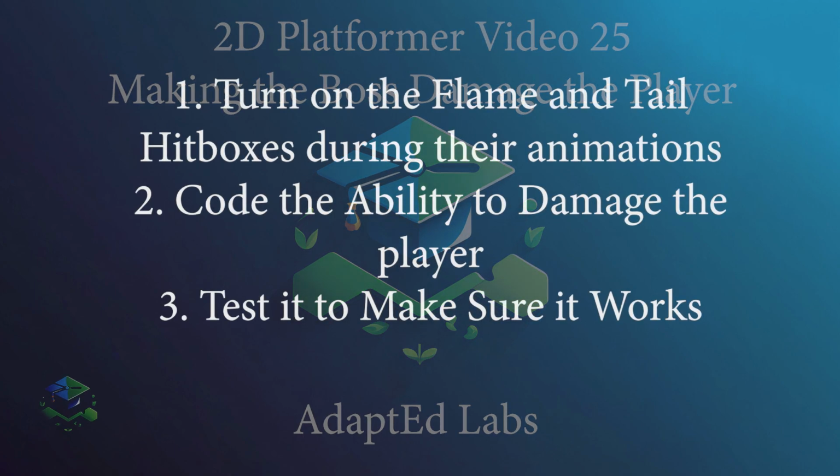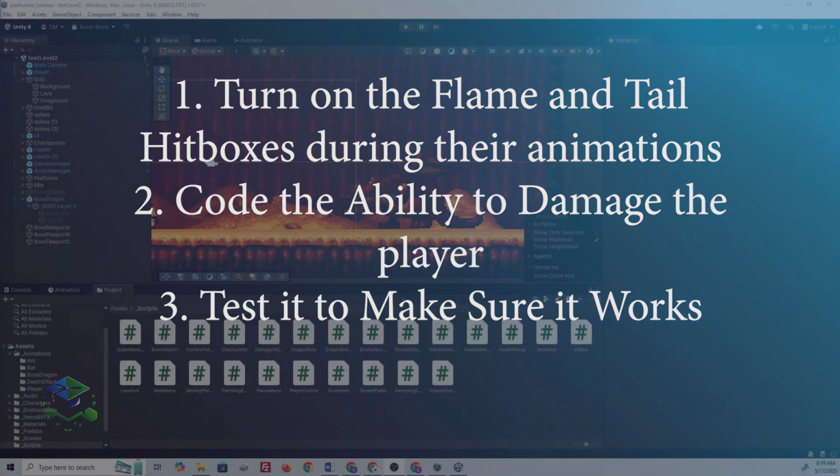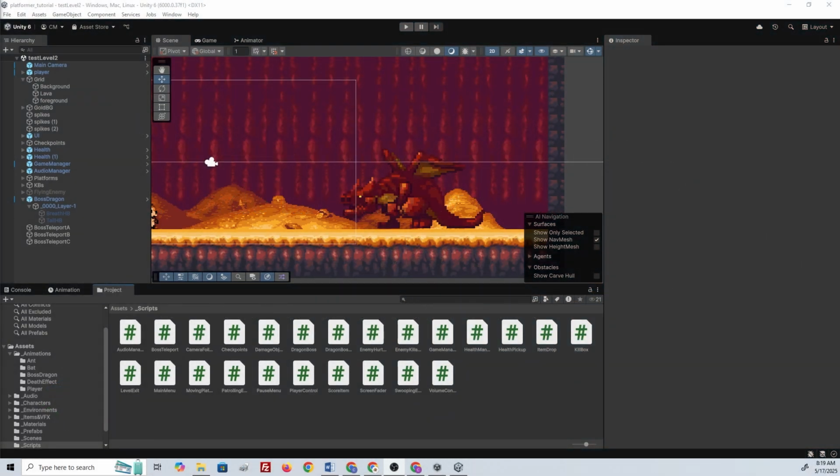In this video, we're going to get the boss character damaging the player. We're going to do this by turning on and off our hitboxes. So let's jump in. All right, first thing we're going to do is make sure the breath hitbox and the tail hitbox are turned on.